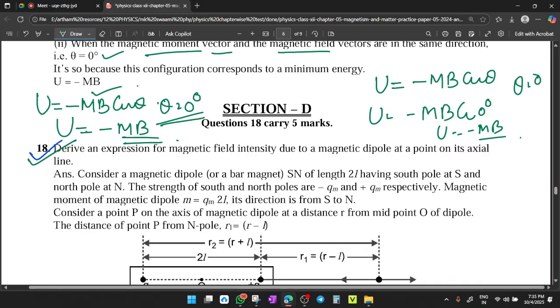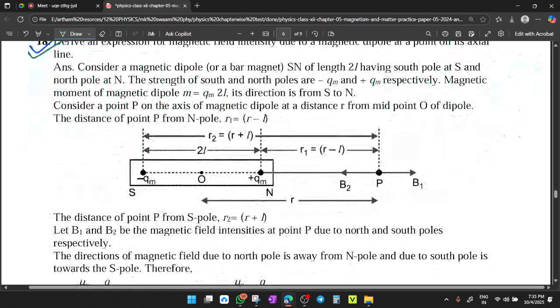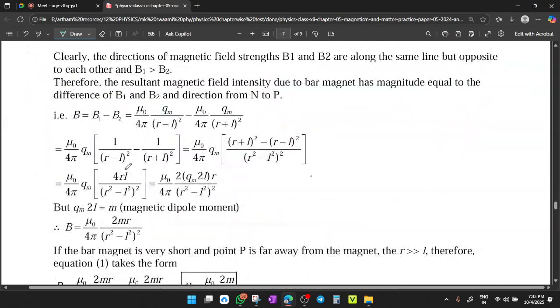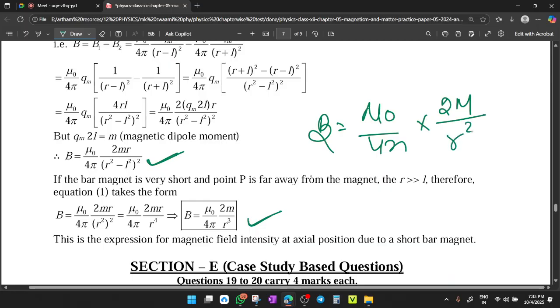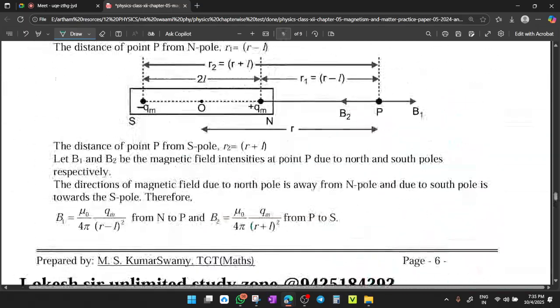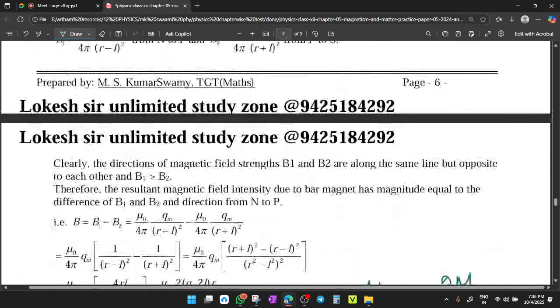Question number 18 is very simple. Many a time we have done it. Derive an expression for the magnetic field intensity due to the magnetic dipole in its axial condition. So in this one, first the normal case, with r square minus l square whole square, and then a special case, B equals mu naught upon 4 pi into 2M by r cube. Clear? Any problem?